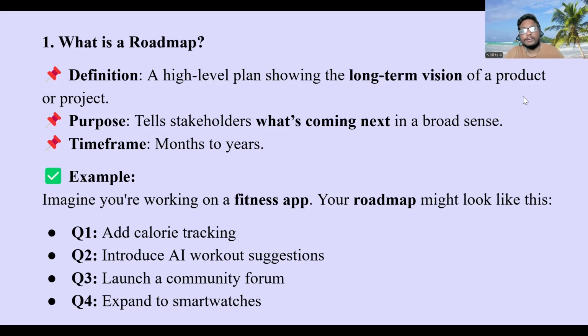So, in quarter one, we will be adding calorie tracking features. In quarter two, we'll be introducing AI workout suggestions. In quarter three, launch a community app. In quarter three and quarter four, expand to smartwatches. This is all about the roadmap. You will have the broader sense and the long-term vision: what I need to do in the first month, the second month, the fifth month, the 11th month. That is nothing but the roadmap.